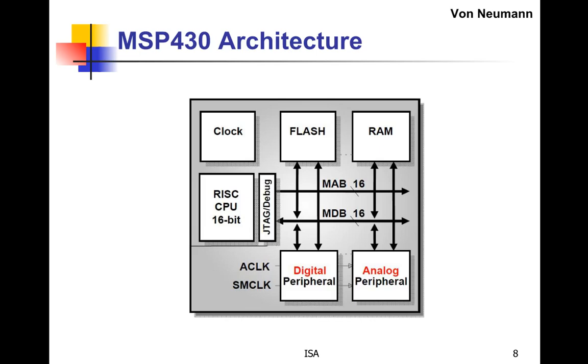There's a JTAG debugger for the MSP430, an interface for that. And there's some other clocks that are used for digital peripherals, the A clock and the SM clock. And there's also some analog to digital converters and other things like that. So there's actually a lot of different variations on the MSP430. There's quite a number of different MSP430 series devices to pick from, and they all have different peripherals. That's the biggest difference usually.